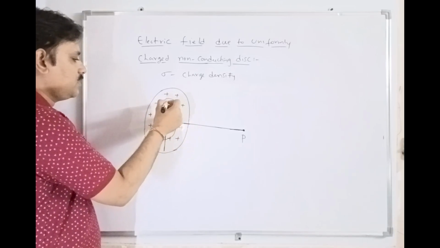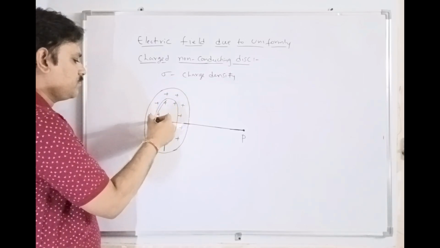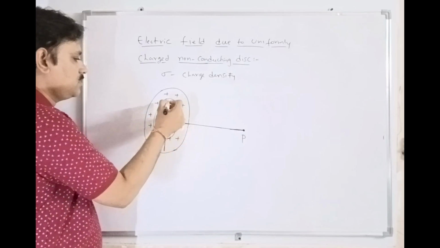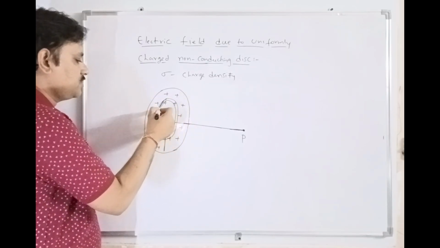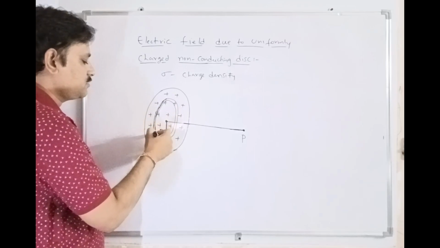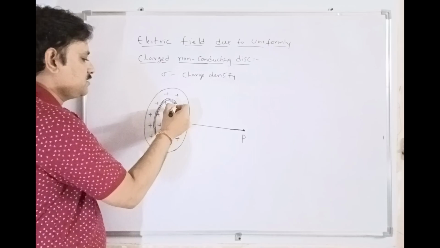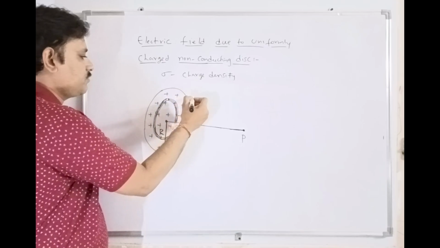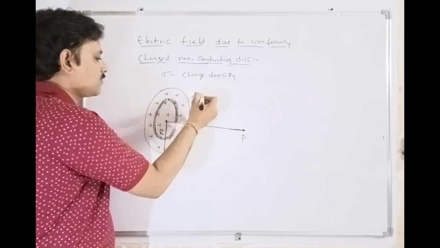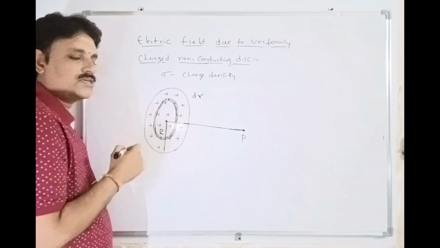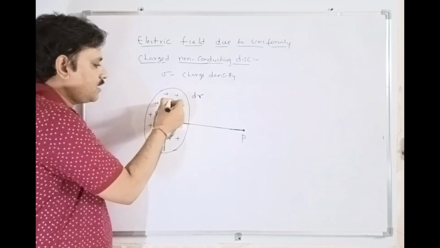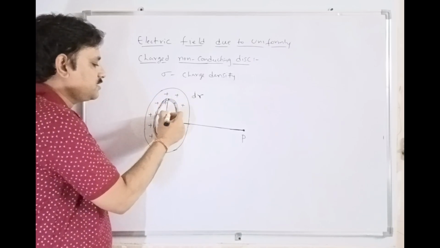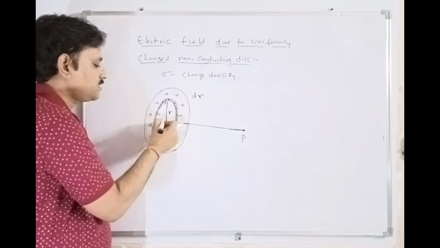Let us take the small area of small thickness. The shaded portion is the small thickness, that is dr. The thickness of the portion is small dr, and it is located at a distance small r from the center O.